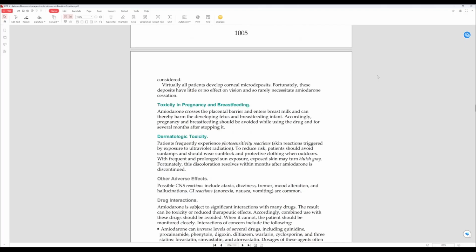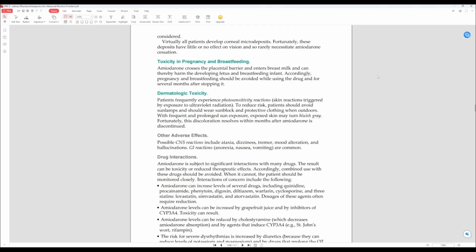Toxicity in pregnancy and breastfeeding. Amiodarone crosses the placental barrier and enters breast milk, and can thereby harm the developing fetus and breastfeeding infant. Accordingly, pregnancy and breastfeeding should be avoided while using the drug and for several months after stopping.